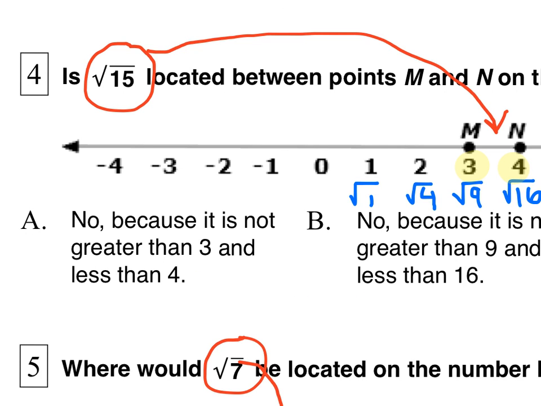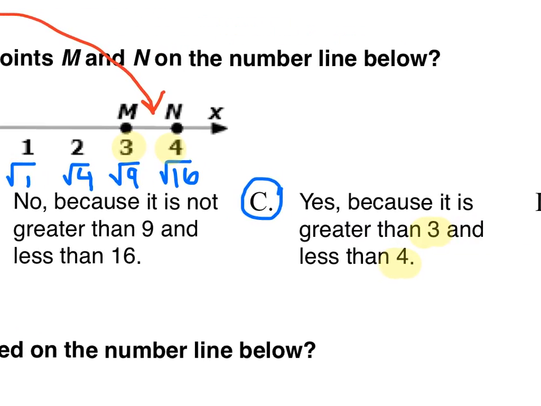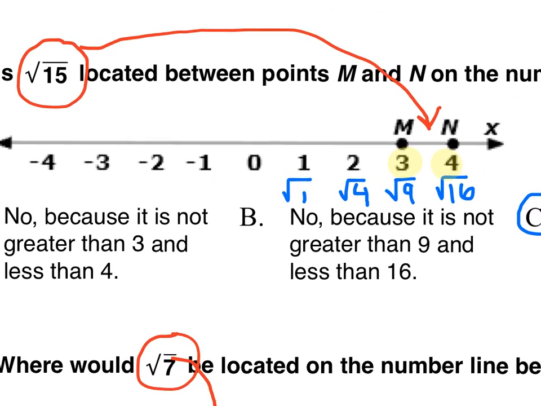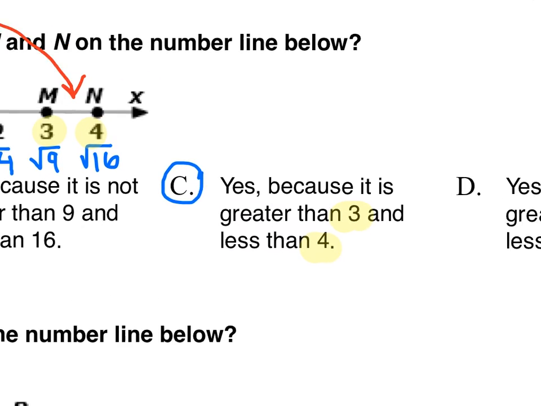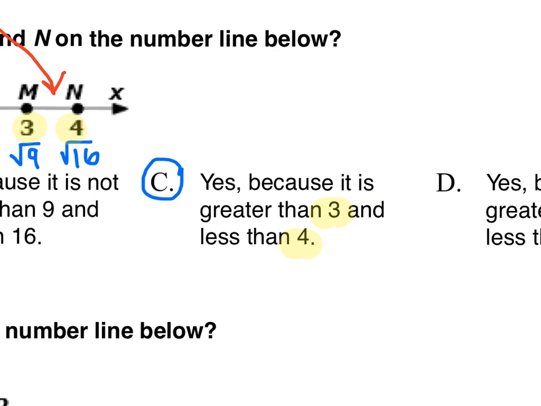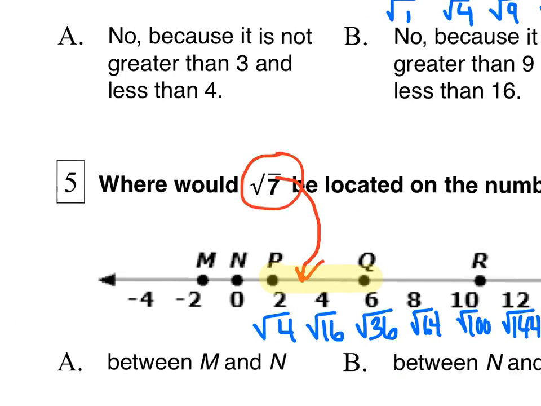Number 4, is the square root of 15 located between points M and N on the number line below? So on the number line here, I put what the square root of 1 is equal to. On the number line, it's equal to 1. The square root of 4 is equal to 2. The square root of 9 is equal to 3. And the square root of 16 is equal to 4. So the square root of 15 falls between the 3 and the 4, which means the answer is C, yes, because it's greater than 3 and less than 4.